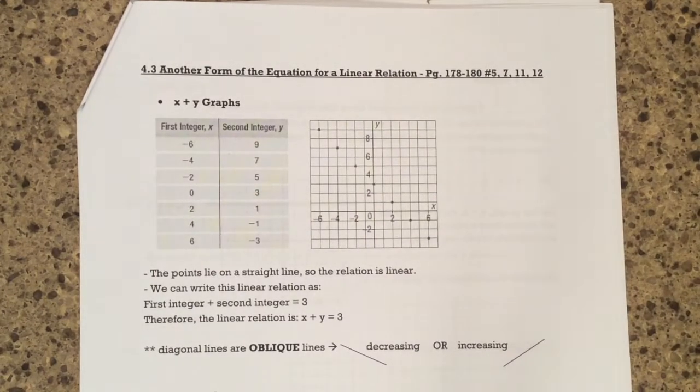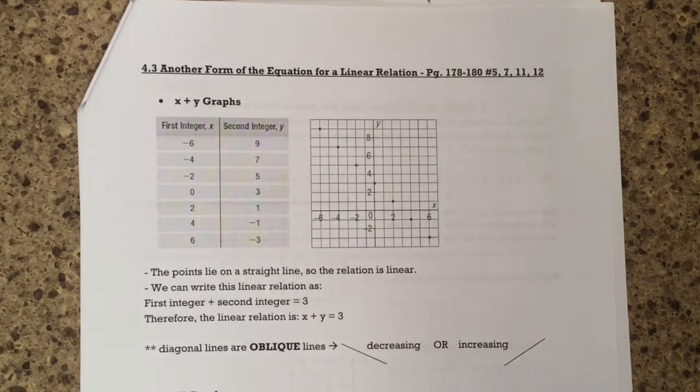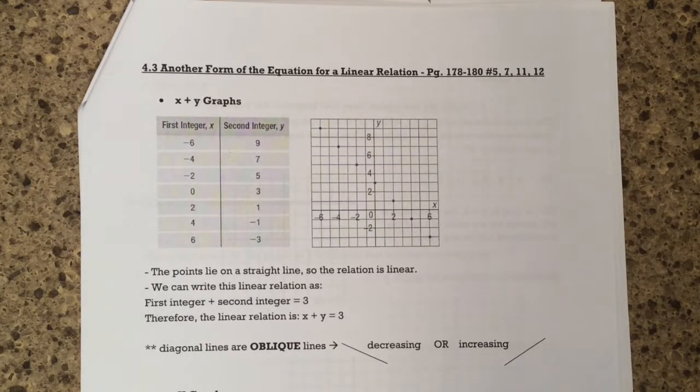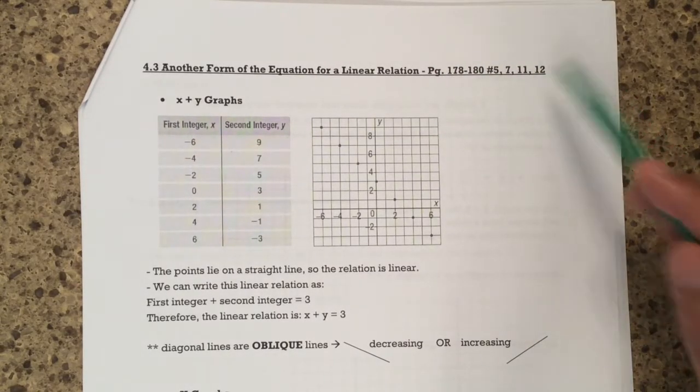Welcome to 4.3, another form of the equation for a linear relation. Homework questions are on page 178 to 180. Questions number 5, 7, 11, and 12. Be sure to do these questions.